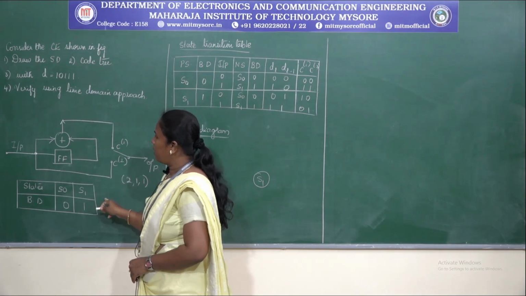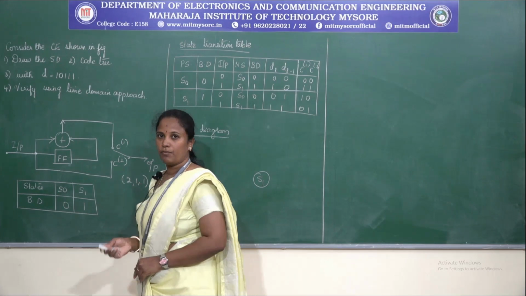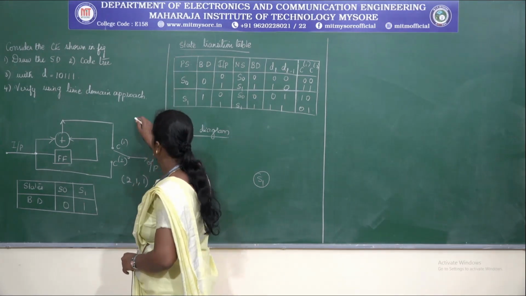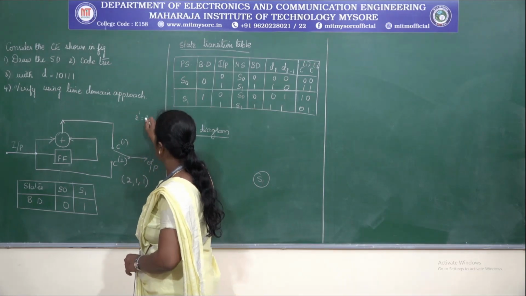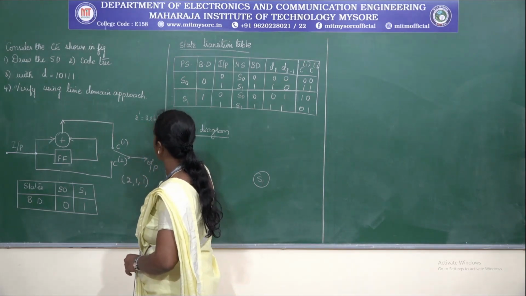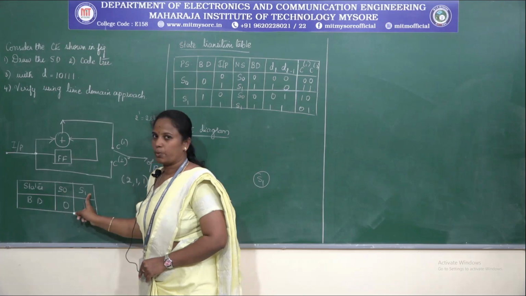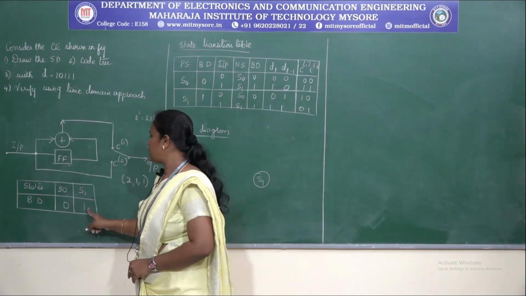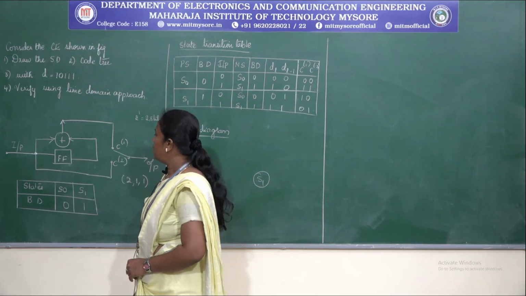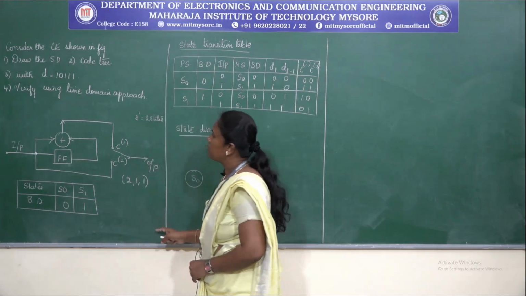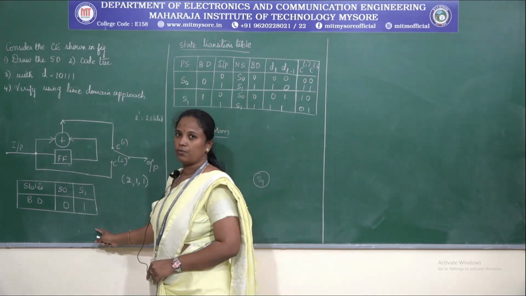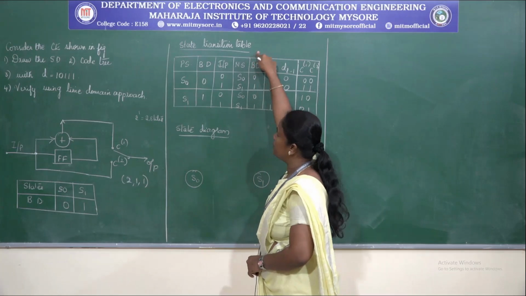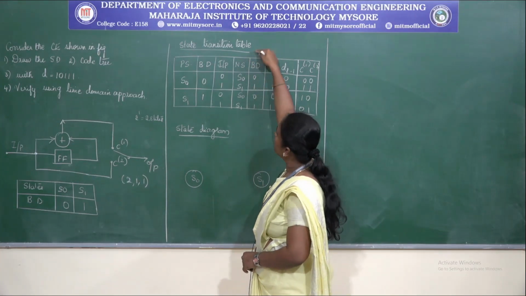Since we have only one flip-flop, there are 2 to the power of m states. So 2 to the power of 1, we have only 2 states, that is S0 and S1. The binary description of S0 we have considered as 0 and S1 as 1. This is the first step, that is you need to first write the state table. Then the second step is we need to write the state transition table.